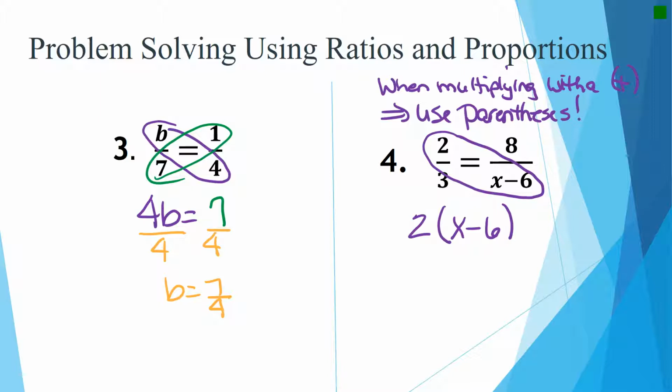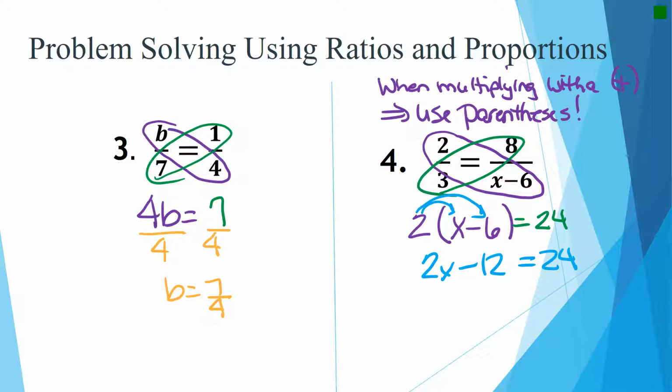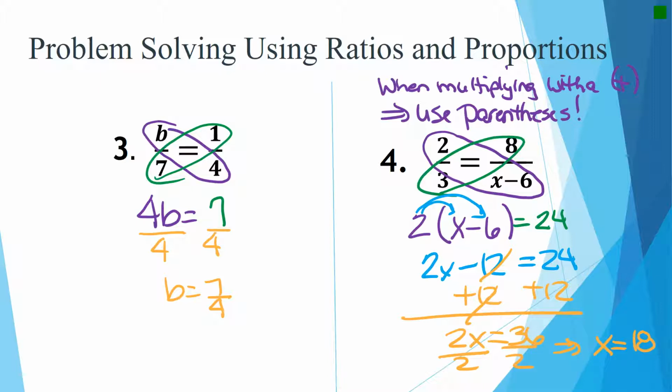Okay, and that's going to equal 3 times 8, which is 24. Now you have to distribute. That's 2x minus 12 equals 24. Once you've done the cross multiplication, you've got a regular old equation that you know how to solve. So we're going to do plus 12, cancel, cancel. 2x equals 36. It's multiplication, so we're going to divide by 2. I ran out of room. X is equal to 18.